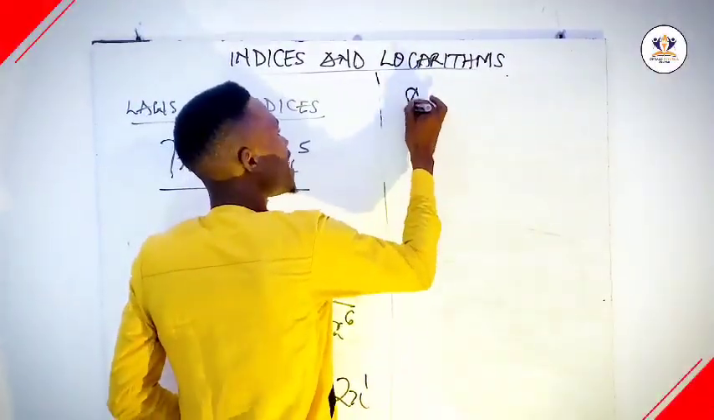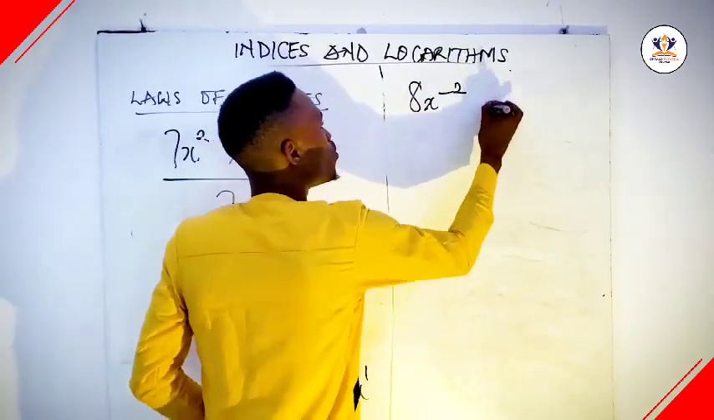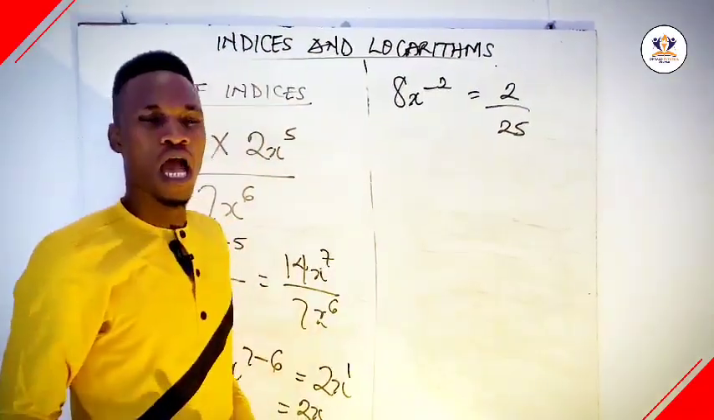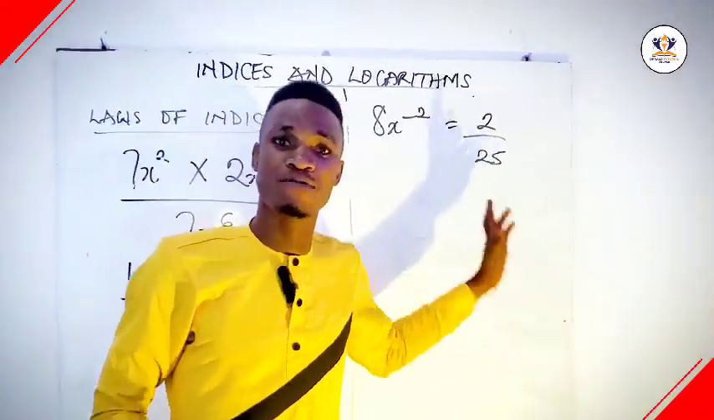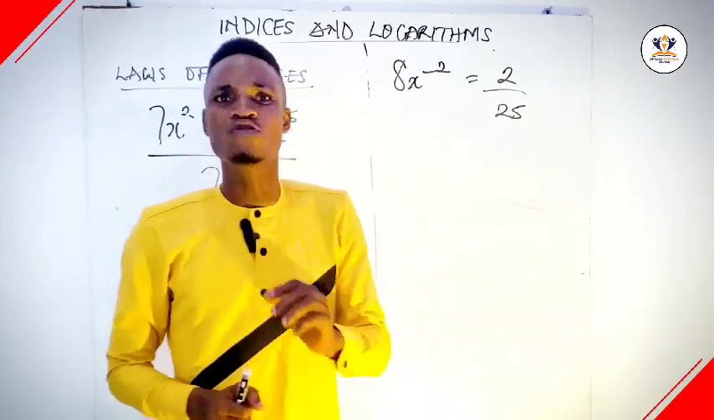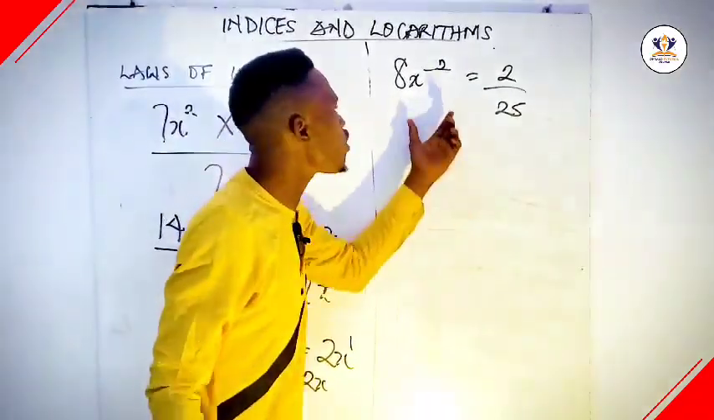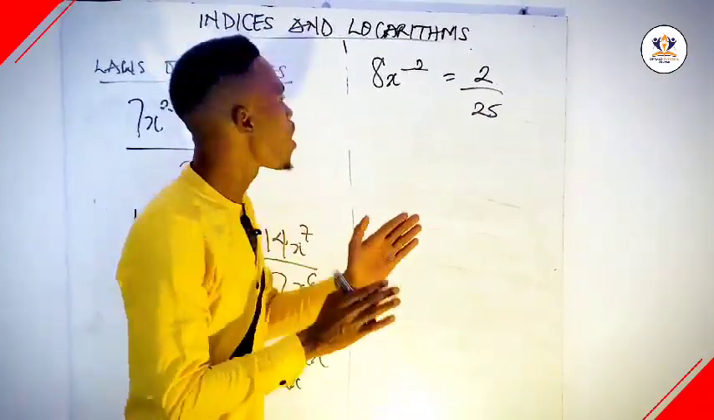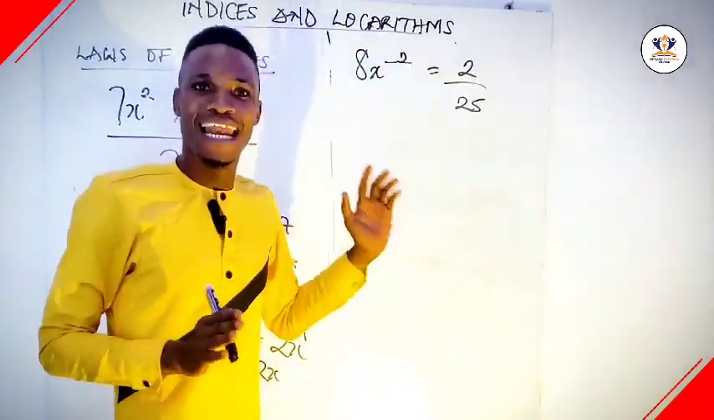This is the question. The question is 8x raised to the power minus 2 is equal to 2 all over 25. I'm so sure some of you are so familiar with this question because some people have tried JAMB several times, and you are finding problems with solving questions on this aspect. Now, I will teach you how to attempt a question like this.